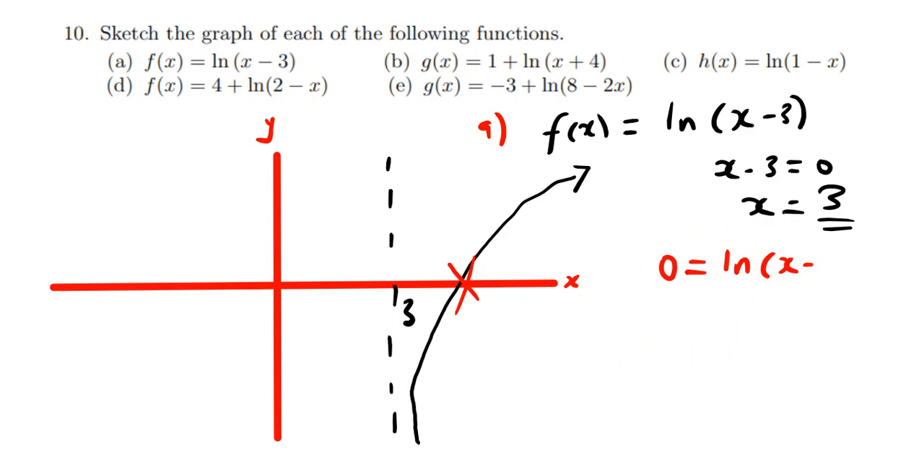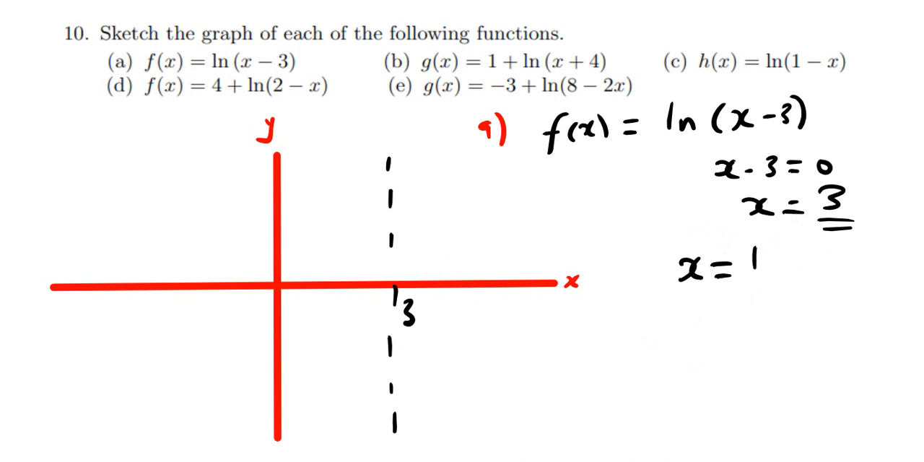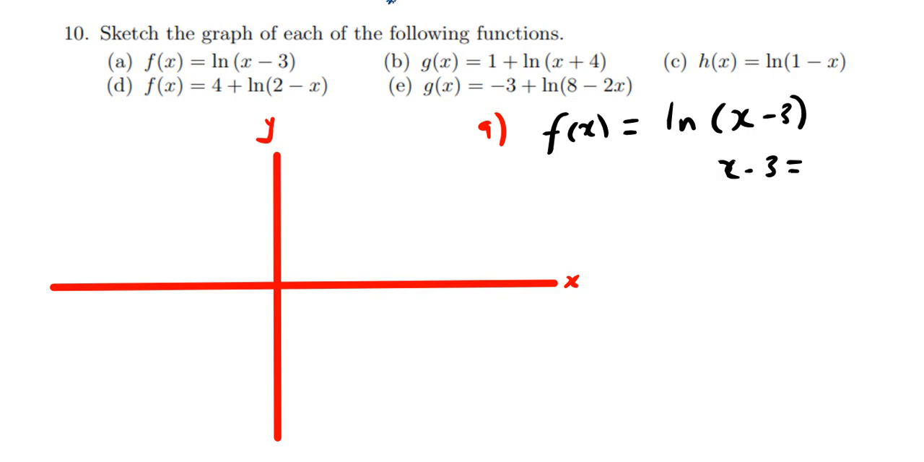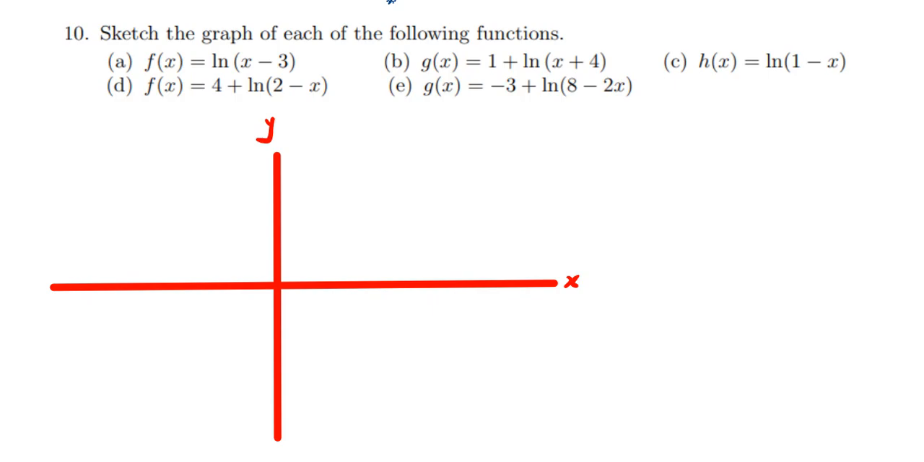So let's solve B. For B, not very much different. We are saying g of x equals 1 plus natural log of x plus 4.